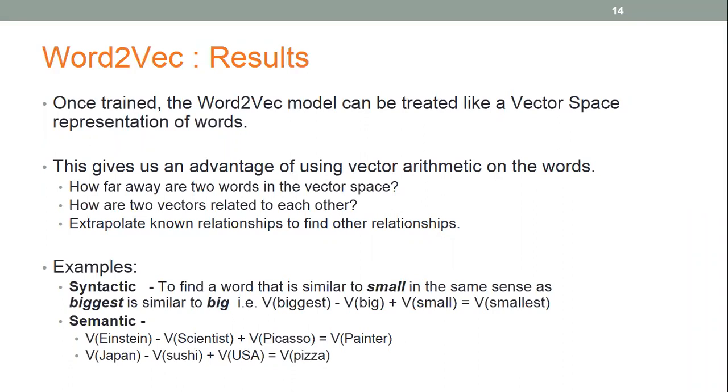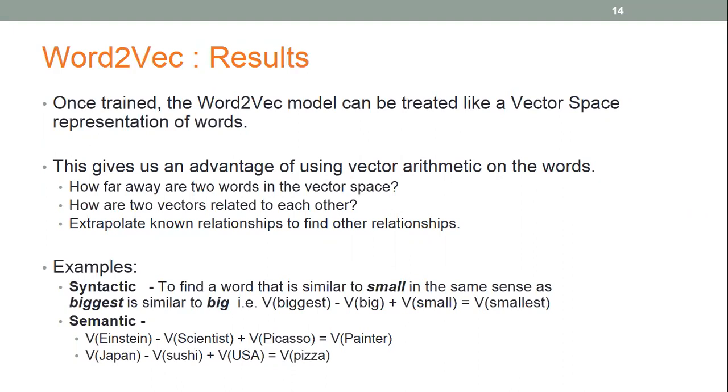A good example for that is here, where the vector for Japan minus the vector for sushi plus the vector for USA gives out the vector of pizza. And this is not made up. This is what they have in the paper as well. So these are some of the results from the actual literature of Word2Vec. I think I forgot to mention, this was developed by Mikolov when he was at Google in 2013. So it is 5 years old, and it has grown so much that it is now used in all NLP applications. This is like the standard starting point.